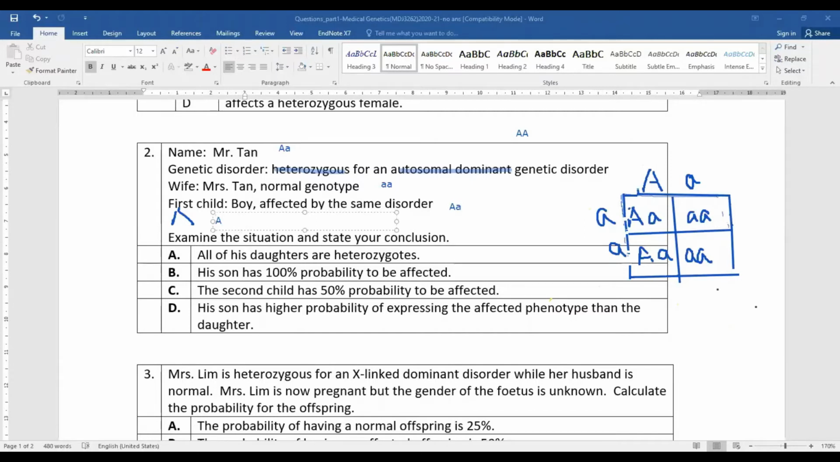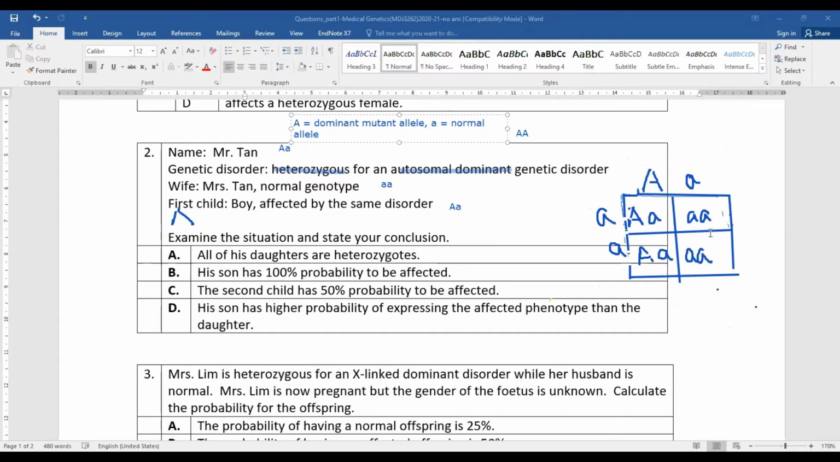Capital A. Okay, so small a is the normal. If you refer to the notes that I gave you, capital A is the dominant mutant allele and small a is the normal allele. So she is small a small a. So if you draw the Punnett square, did I answer your question? Who asked the question just now? Did I answer your question?